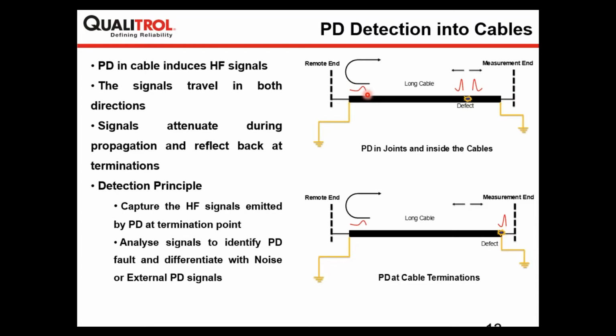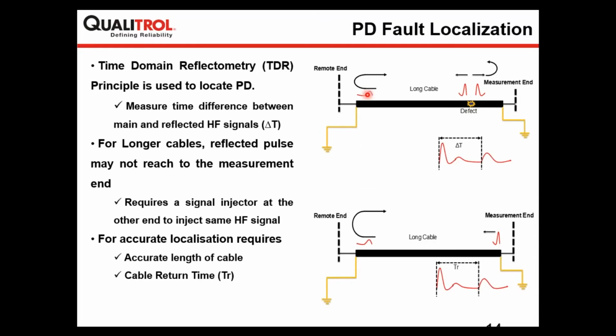And in order to locate partial discharge, the methodology which we use is very famous and called time domain reflectometry, or the very famous word, TDR. It depends on the arrival time of the main pulse and the reflected pulse. So the time difference, which is the delta T between the main pulse and the reflected pulse, will give you the location of partial discharge from the measurement end.